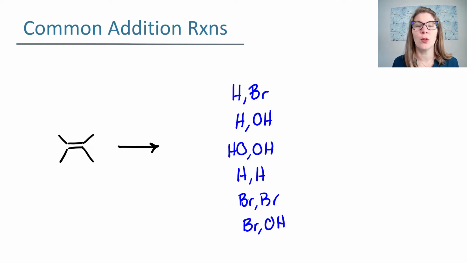So these are the groups that we're going to see in this addition to alkene chapter add across the pi bond. And we're going to see the variety of reagents that we can use to make this happen.